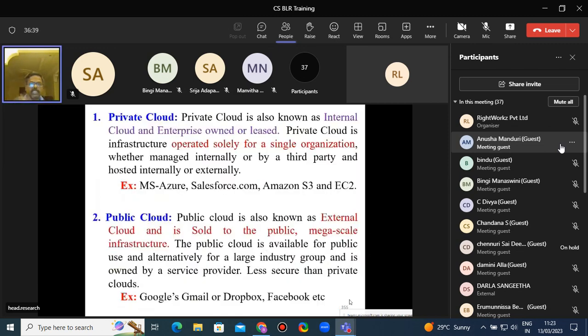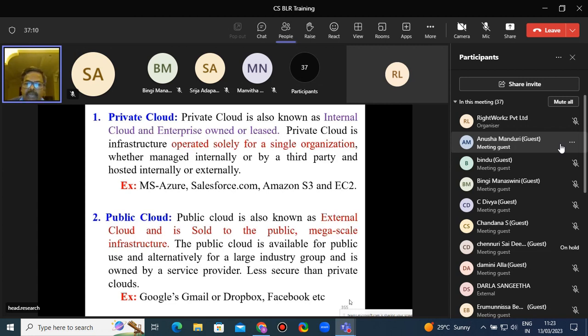Private cloud is also known as internal cloud, enterprise owned or leased. Private cloud is infrastructure operated solely for a single organization, whether managed internally or by a third party and hosted internally or externally. Example: MS-Azure, Salesforce.com, Amazon S3.